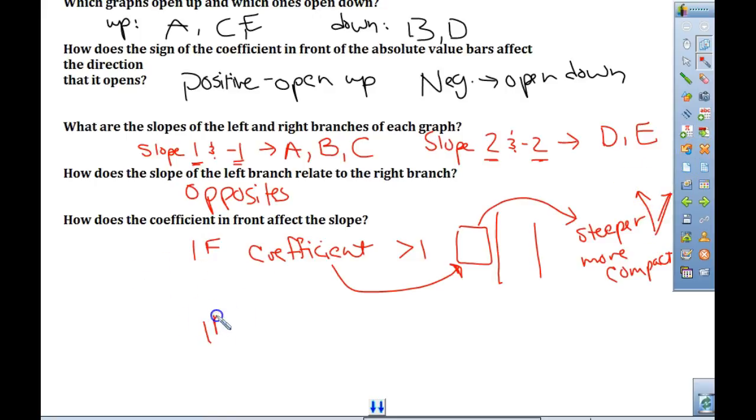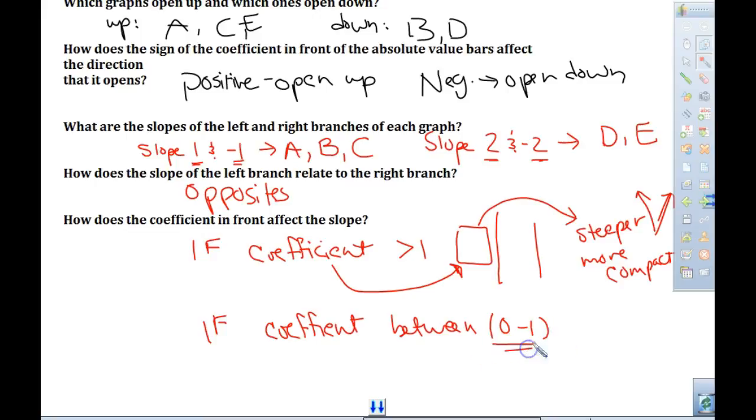If that coefficient is between 0 and 1, meaning we have a decimal or a fraction, then it is going to flatten our graph. Flatten the V. So it makes it much wider. It just flattens it out.